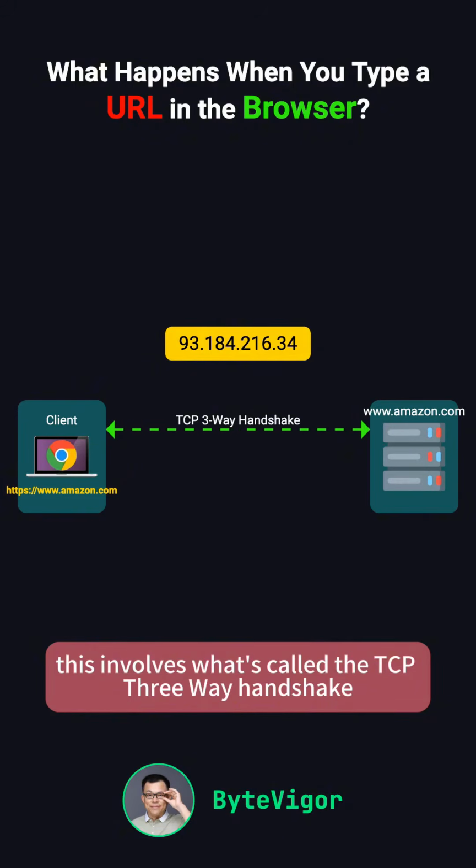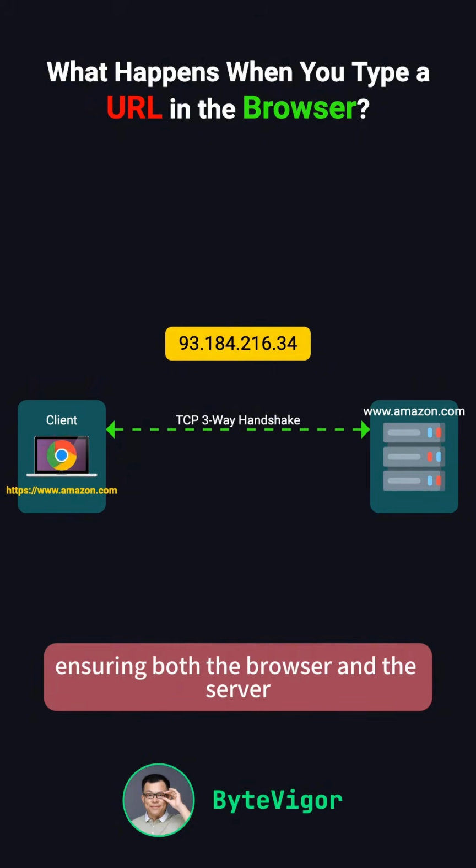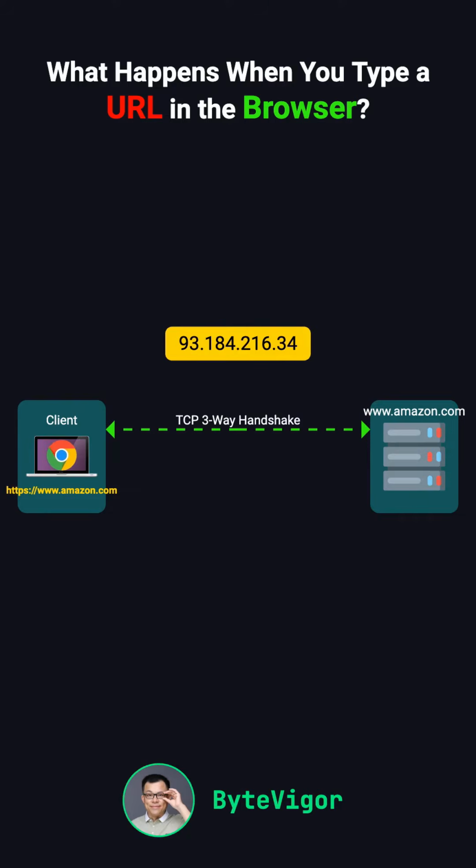Once the IP address is known, the browser uses the TCP protocol to establish a connection with the server. This involves what's called the TCP three-way handshake, ensuring both the browser and the server can communicate reliably.